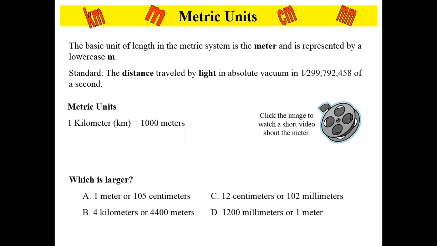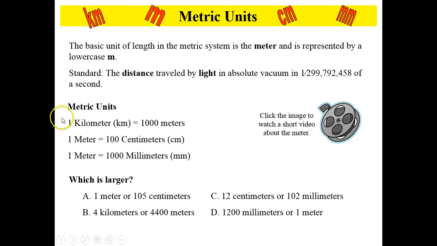We know that 1 kilometer equals 1,000 meters. We also know that 1 meter equals 100 centimeters. And finally, we know that 1 meter equals 1,000 millimeters. So if we look at our comparisons down here, letter A says, which is larger, 1 meter or 105 centimeters? By applying a little logic, we can figure out, well, if 1 meter equals 100 centimeters, that must mean 1 meter is less than 105 centimeters.